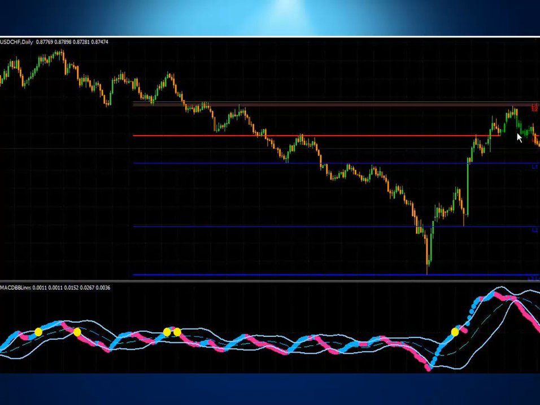So in other words, we risk 276 pips to potentially make a profit of 119 pips. A risk-reward ratio of 1 to 0.43. We risk a lot to make a smaller profit. That's why this trade does not meet our criteria, and therefore it is filtered out.